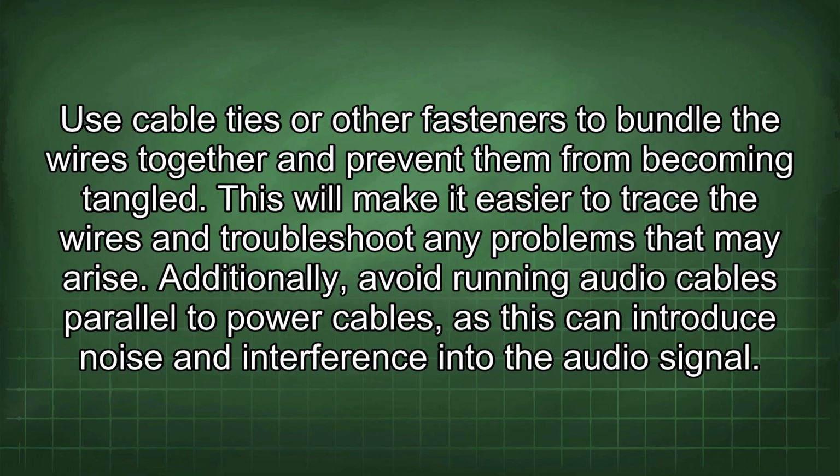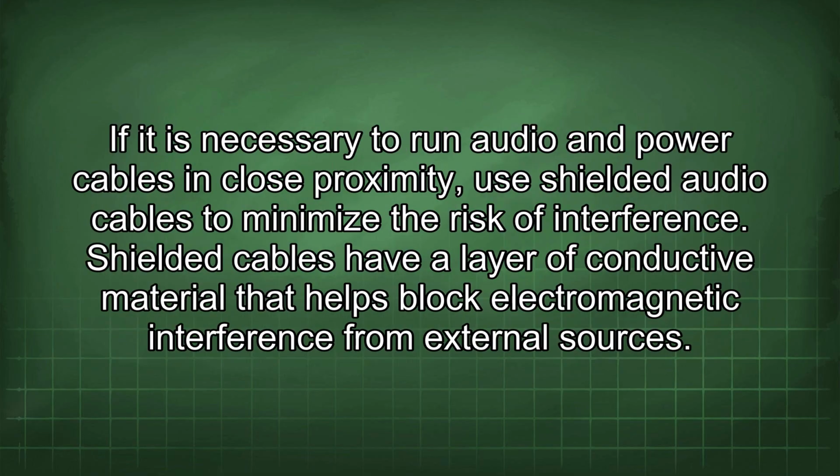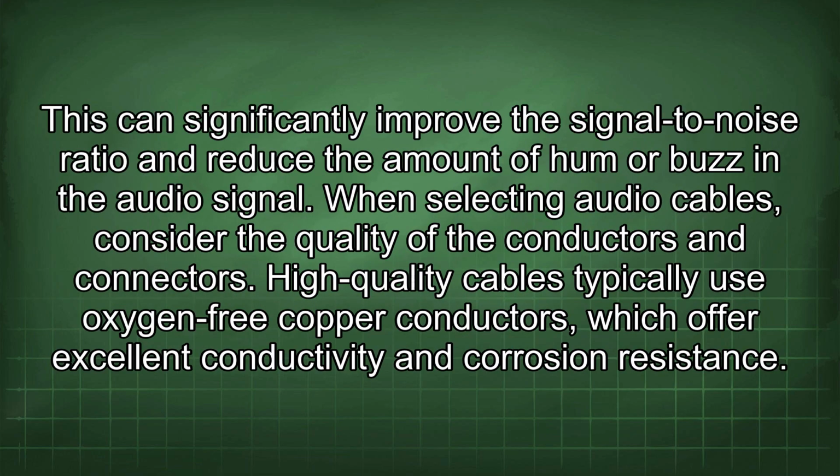Additionally, avoid running audio cables parallel to power cables, as this can introduce noise and interference into the audio signal. If it is necessary to run audio and power cables in close proximity, use shielded audio cables to minimize the risk of interference. Shielded cables have a layer of conductive material that helps block electromagnetic interference from external sources. This can significantly improve the signal-to-noise ratio and reduce the amount of hum or buzz in the audio signal.